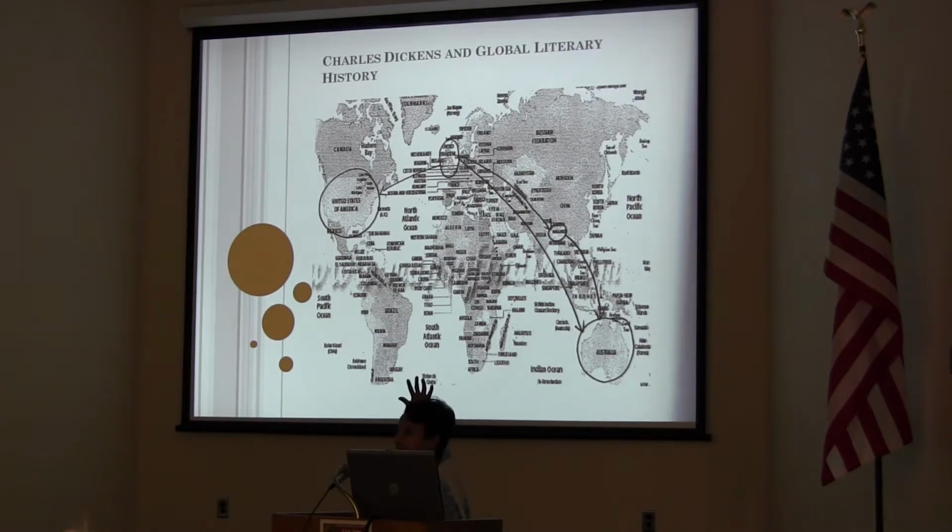But I kind of wanted to give you a glimpse of the global literary history that I see happening here with Charles Dickens. Now, that's the United Kingdom over there in the middle. Here, at the bottom of the right-hand side, is Bangladesh and India, where I am. Here is Australia, and then over there is the United States. Okay, here we have the United States.